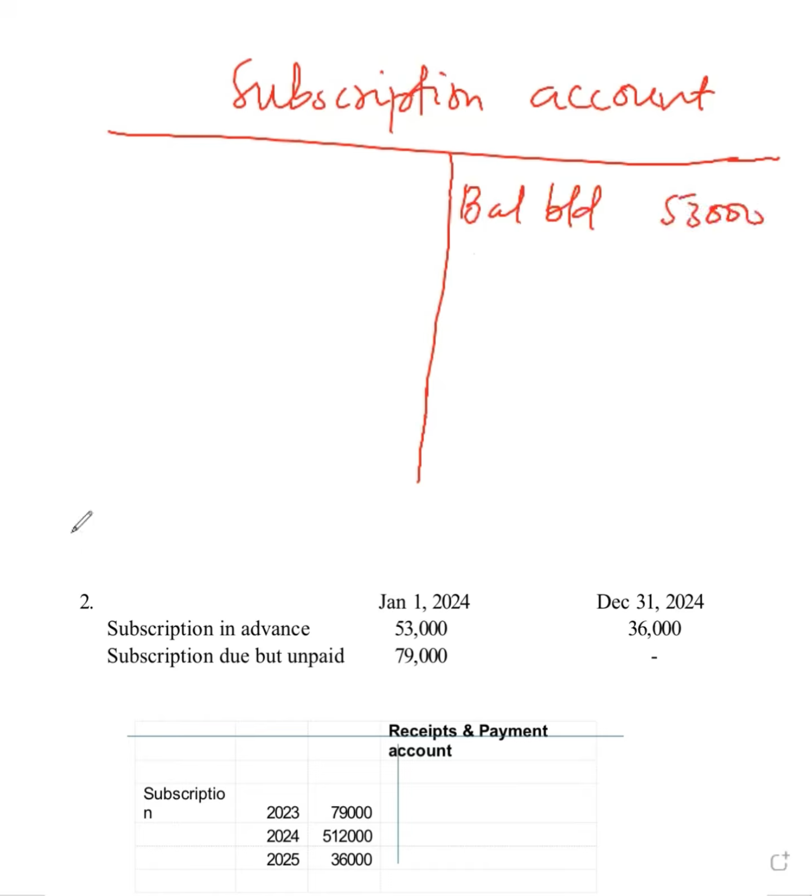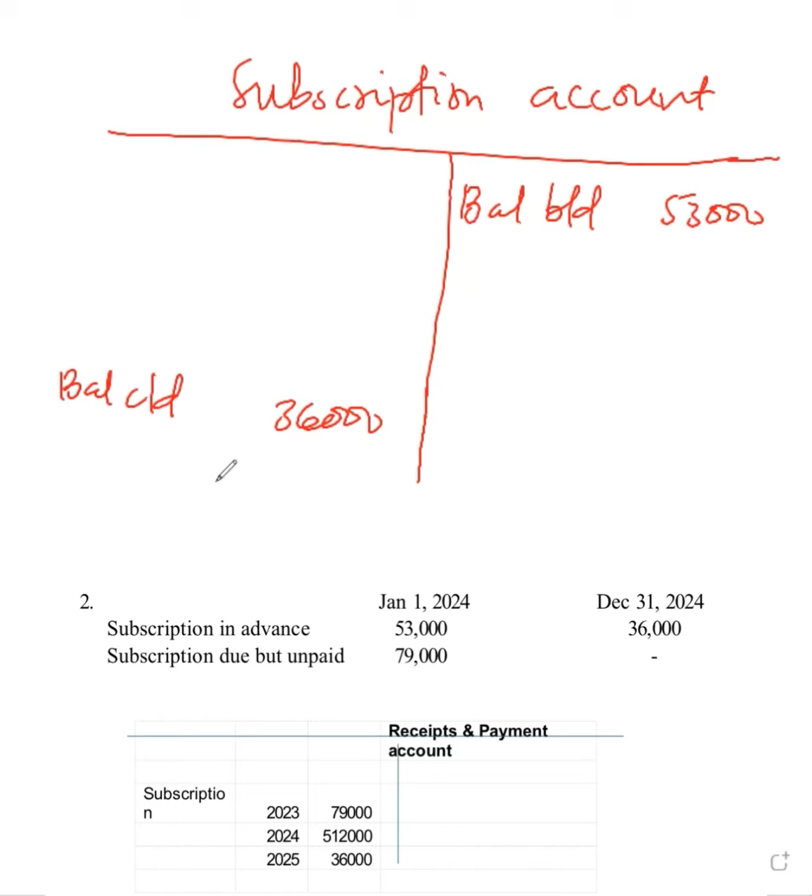If the balance brought down is on the credit side, then it means the closing balance will be on the debit side, 36,000. Then you come to the next one, subscription due but unpaid. That is subscription in arrears. Members are still owing the club. So if they are owing the club, it is an asset.